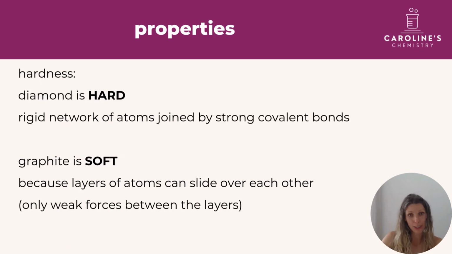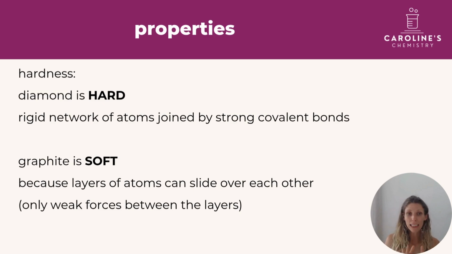Then we have hardness. So diamond, you may or may not be aware, it's very, very hard. They use it, for instance, to tip the instruments in dentistry, because it's one of the only substances hard enough to actually do anything to the enamel on our teeth. And again, if we go back to the structure and bonding to explain this property, we have that giant network of atoms, and those atoms are held very rigidly in place by these strong covalent bonds between them. So our explanation is we have a rigid network of atoms joined by strong covalent bonds.